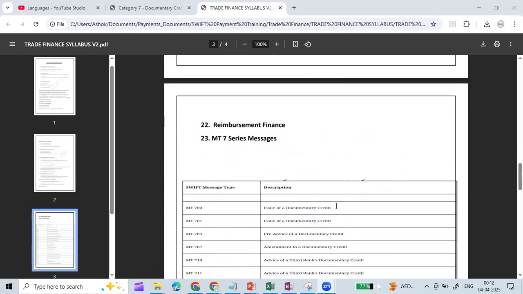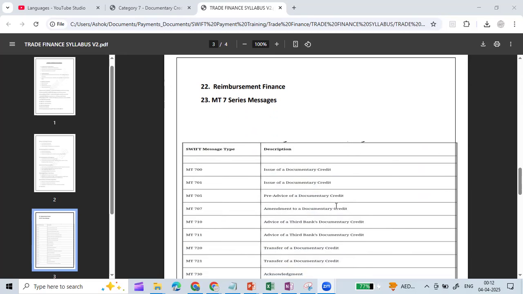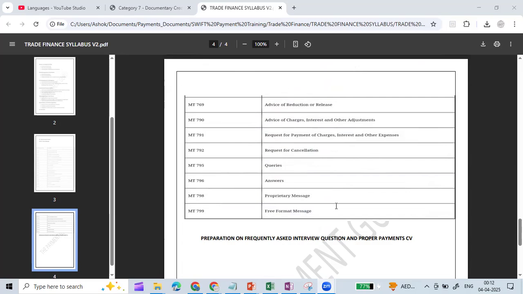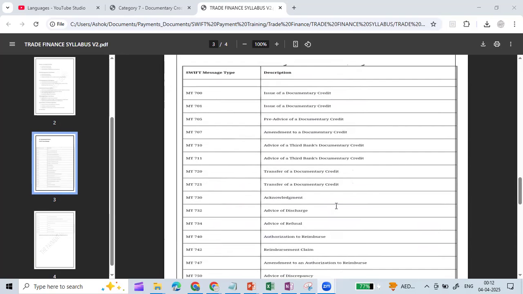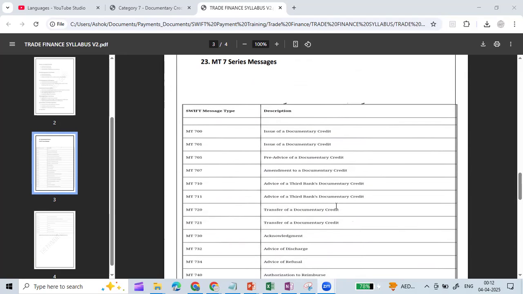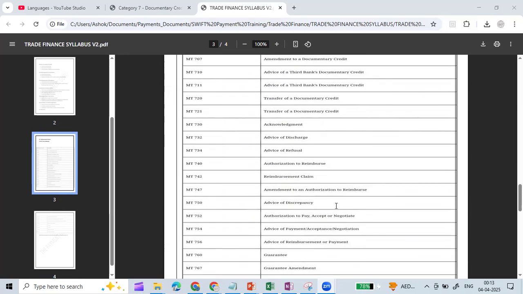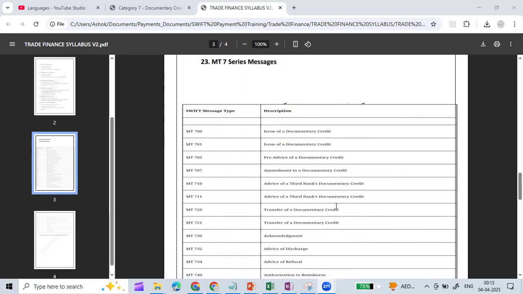We'll understand trade loan, reimbursement finance, and then the MT7 series with a lot of business use cases as well, which covers your MT700 till MT799. There, we'll cover the major important messages comprising issue of documentary credit, issue of pre-advice of a documentary credit, amendment of a documentary credit, advice of a third bank's documentary credit, and so on. So all the 7 categories of messages we will understand, and will take multiple use cases for important messages as well.